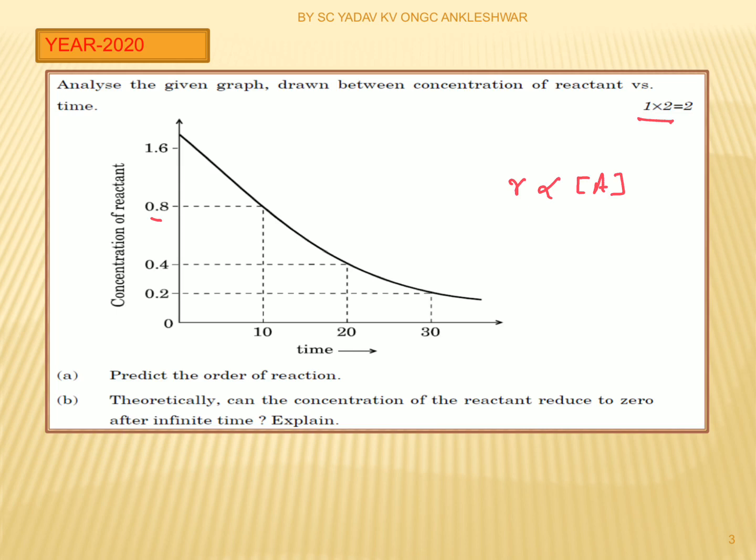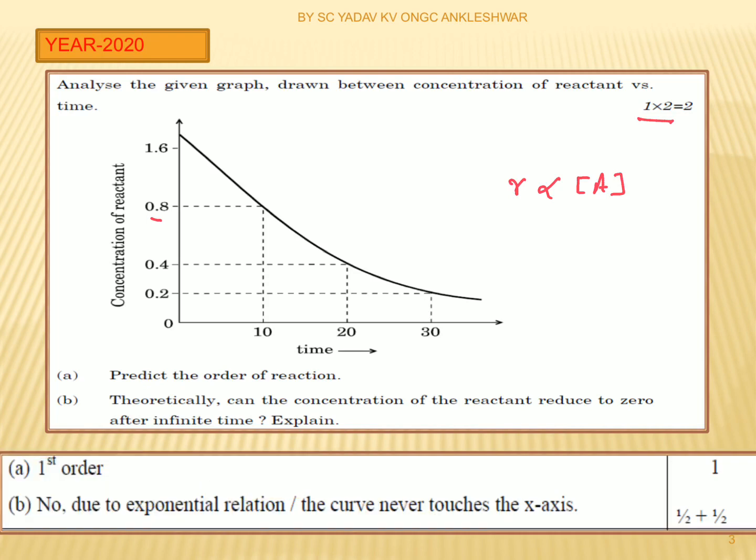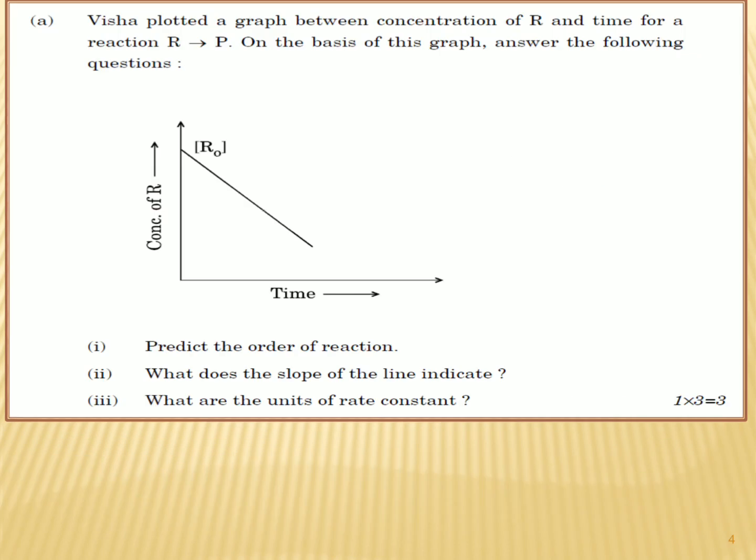Now the second question is: theoretically, can the concentration of the reactant reduce to zero after infinite time? Explain. No, due to the exponential relationship. Since here it is an exponential relationship, the curve never touches the x-axis. So these are the two questions. And how is the marking scheme for the board examination? For the first part, if you write first order reaction, then you will get 1 mark, and in the second case, if you only write no, then half mark for the no and half mark for the explanation. Is it clear?